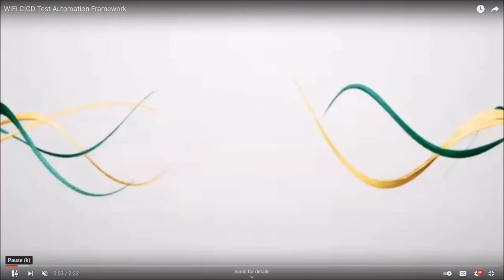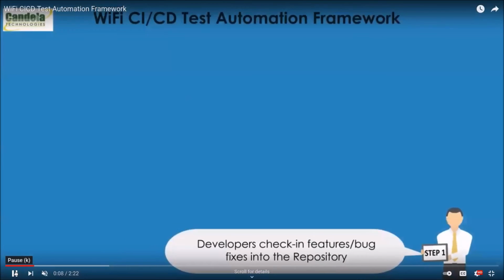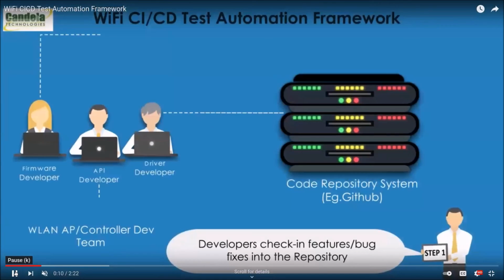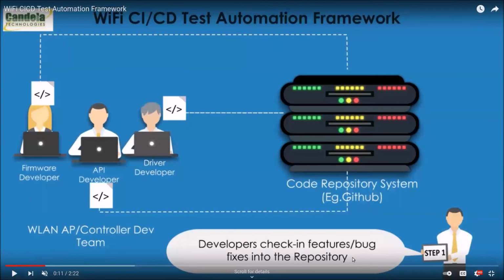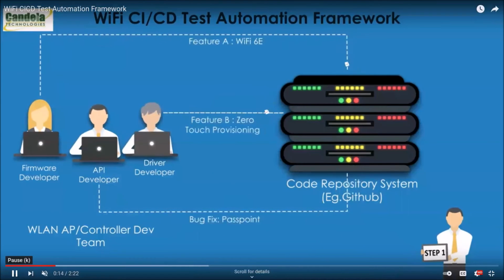How Candela plays a major role in CI/CD is briefly explained in this video. I'll explain how it works. You can see developers check their bugs and features into the repository, and this is the real-time implementation we have. We have an API developer who develops and pushes into a central repository system like GitHub. Driver developer, firmware developer, API developer: they all develop the code and check it into the repository, right?